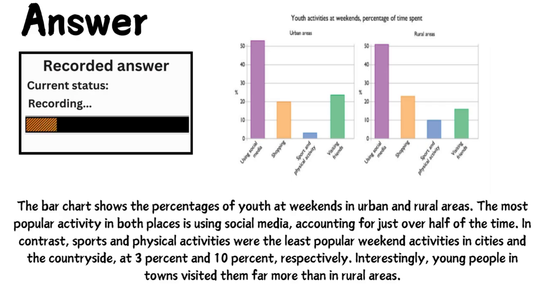The bar chart shows the percentages of youth at weekends in urban and rural areas. The most popular activity in both places is using social media, accounting for just over half of the time. In contrast, sports and physical activities were the least popular weekend activities in cities and the countryside, at 3% and 10%, respectively. Interestingly, young people in towns visited them far more than in rural areas.